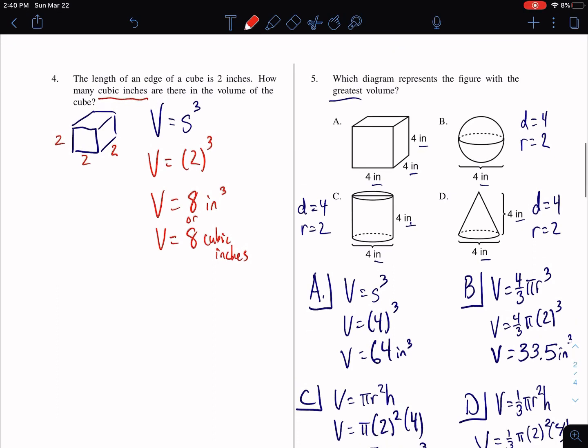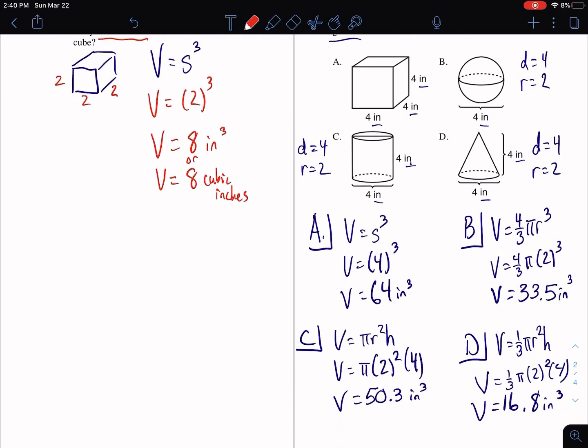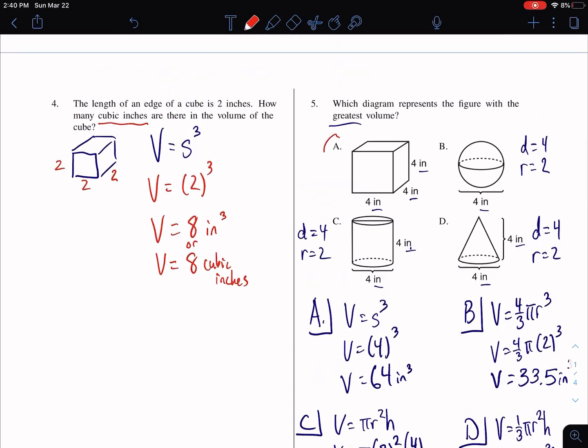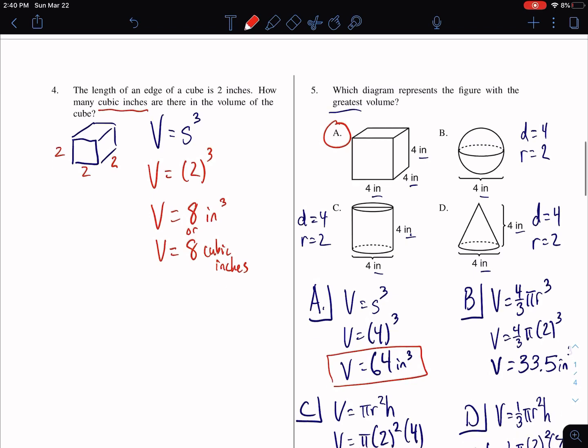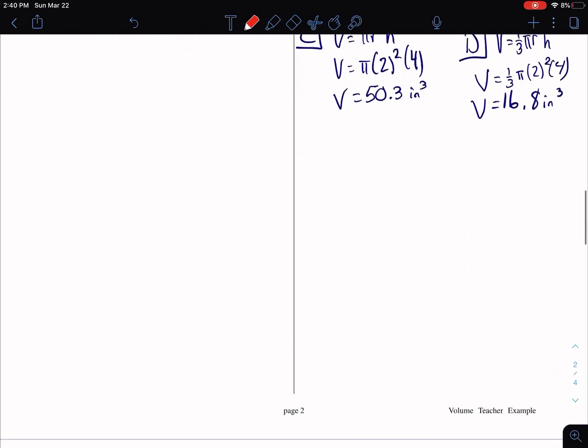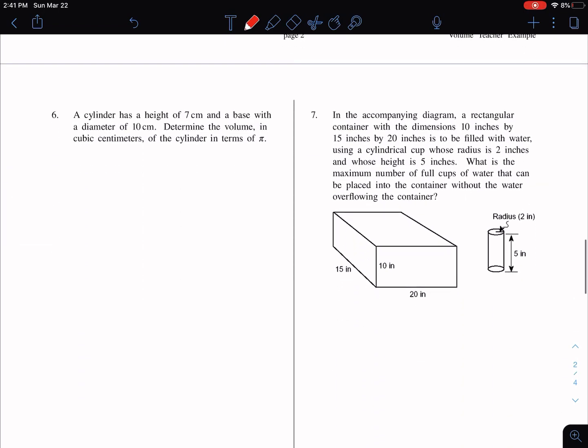So the question is which one of these has the greatest volume. Looking at all 4 of these, the greatest volume is choice A, which had a volume of 64 cubic inches. Okay, so a little bit of work there, but again, I just want to show you how to go through that.